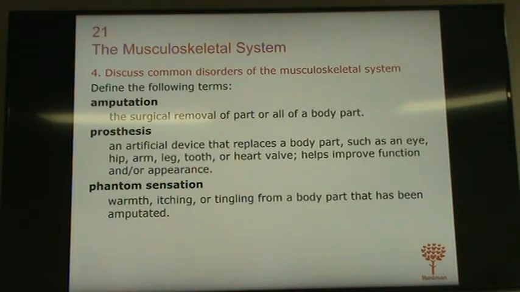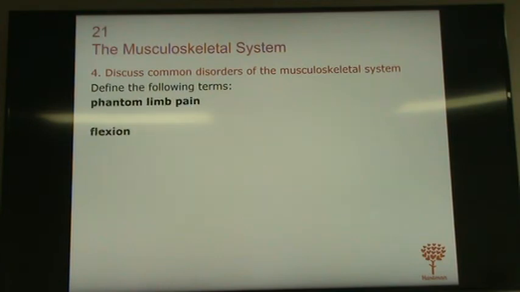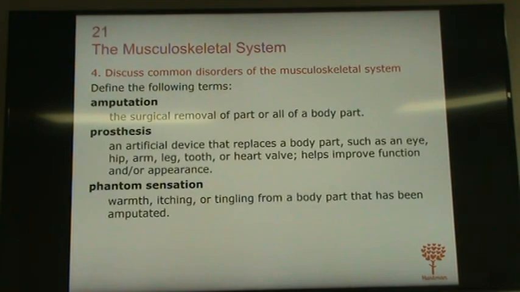Prosthesis is like any equipment that allows you to perform a function. Pay attention to these two: phantom sensation and phantom limb pain. Phantom means false. So phantom sensation is where somebody feels something in their body part that is not there.